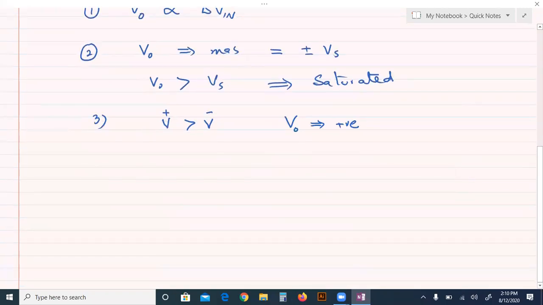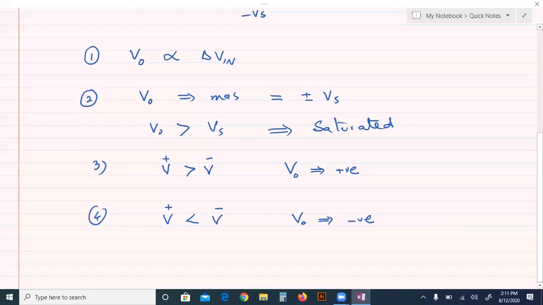And number 4, if the non-inverted input voltage is smaller than the inverted input voltage, then the polarity of the output voltage will be negative. So these 4 points are important.